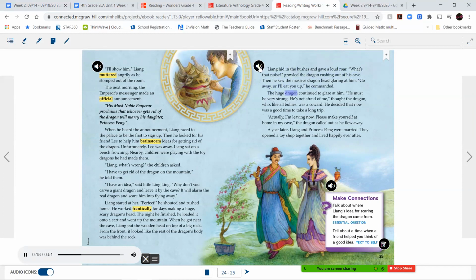The huge dragon continued to glare at him. "He must be very strong. He's not afraid of me," thought the dragon, who, like all bullies, was a coward. He decided that now was a good time to take a long trip. "Actually, I'm leaving now. Please make yourself at home in my cave," the dragon called out as he flew away. A year later, Liang and Princess Peng were married. They opened a toy shop together and lived happily ever after.